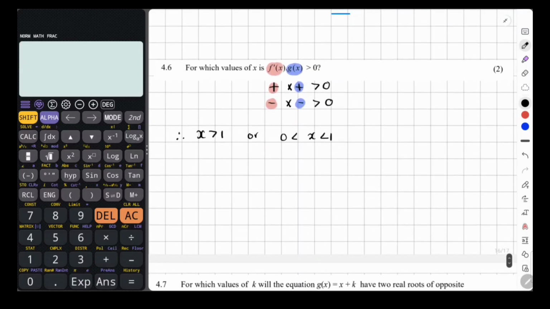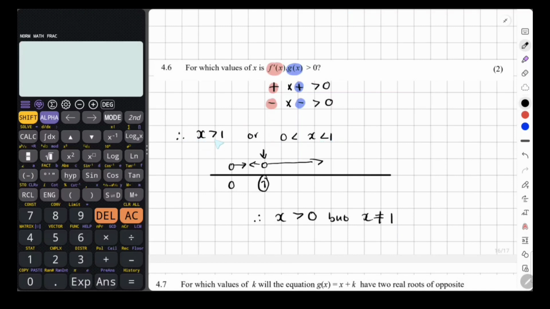Now, funny enough, if you look at these values on the number line, we can actually write it as one simple answer. Because if you look at these, we have 0 and we have 1, and we're basically saying that x is greater than 0 but smaller than 1. So it's really that x is greater than 0 because it includes all these values except for 1. X is just not equal to 1. So you could have also written this as x is just greater than 0, but x is not equal to 1. But I'm sure if you left it like this, it would also be fine.